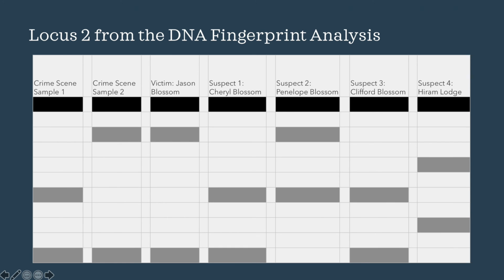Let's now look at locus 2 of the analysis. Once again, sample 2 matches up perfectly with Jason Blossom, confirming that this sample is to his hair. But while looking at crime scene sample 1, the 2 suspects that line up are Cheryl and Clifford.